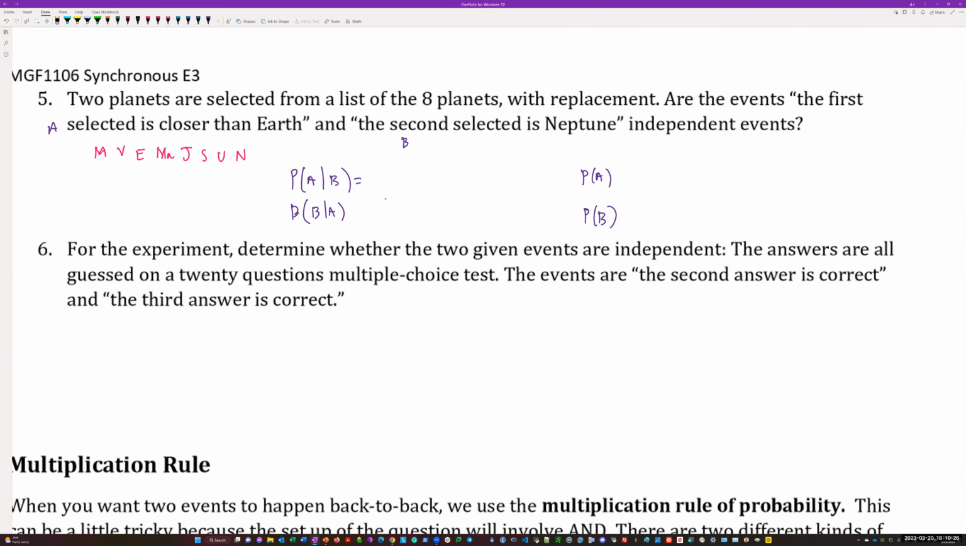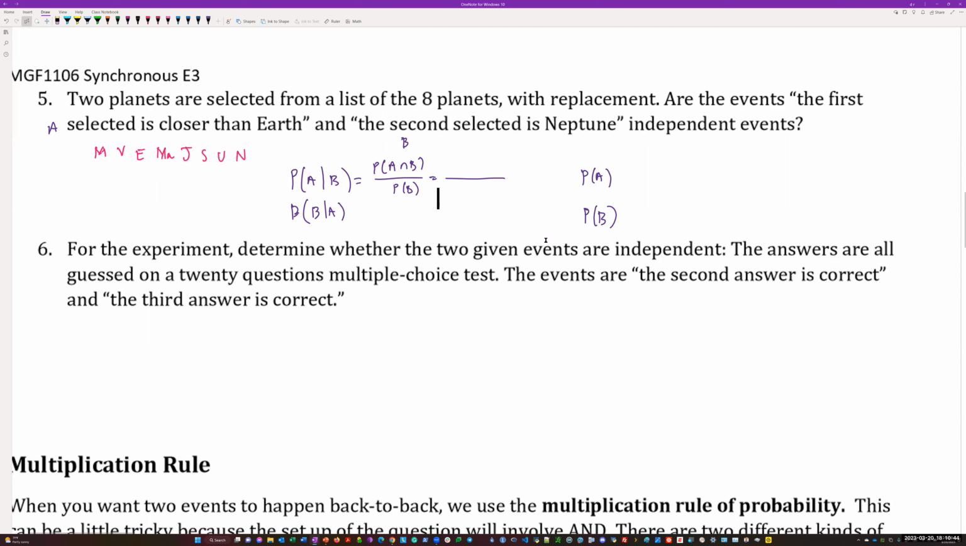So let's try with the formula first, and then we'll go and see if we can reason it out the other way. So the formula is A and B all over B, right? What's the chances B happens first? Or what's the chances B happens? The second selected is Neptune.